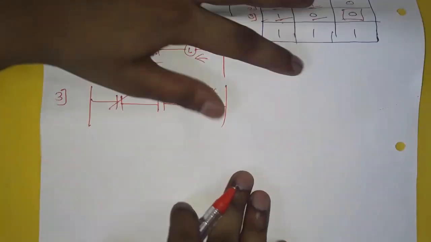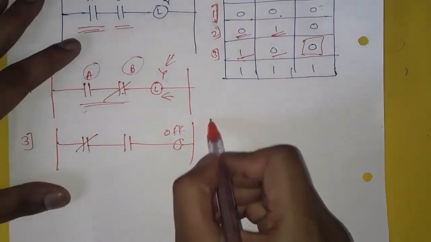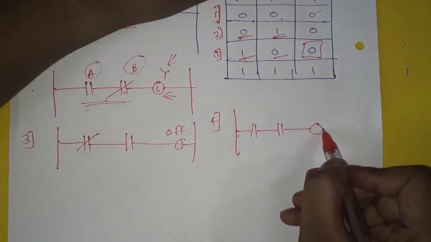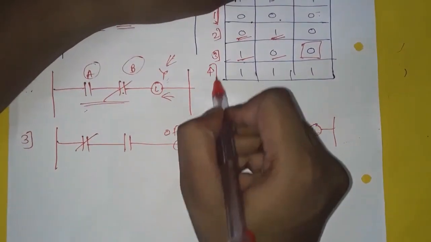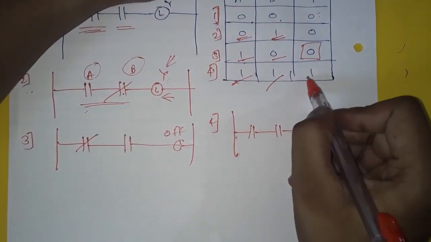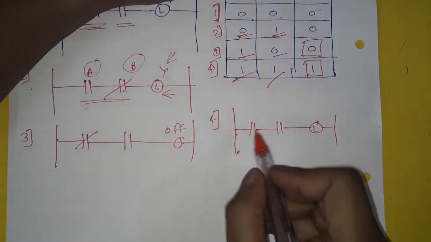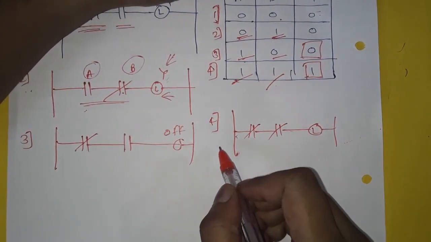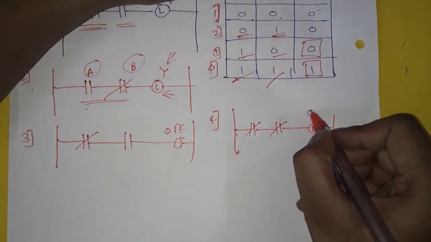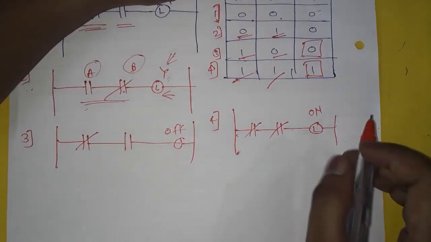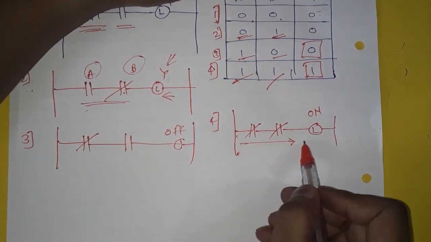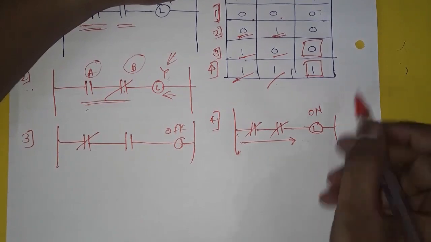In the fourth condition, A will be energized, B also energized, so lamp will glow. This is closed, this is closed, because both are energized, so their contacts get closed, so lamp will be on now and it will glow. In the series connection, both the switches are closed, so lamp is on.